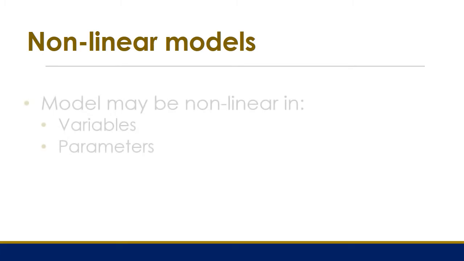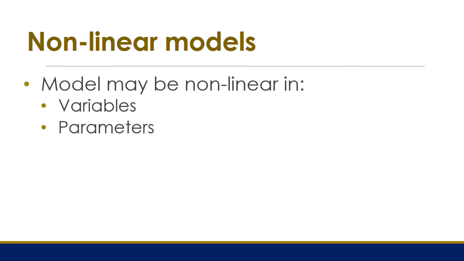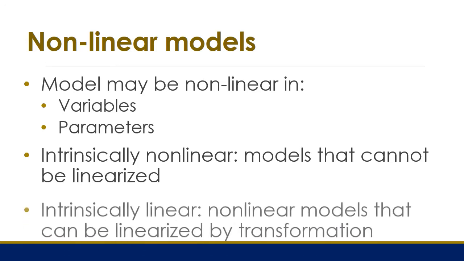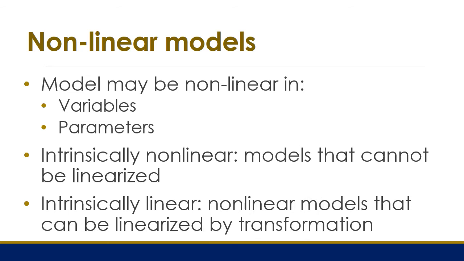Models can be nonlinear in parameters or variables and are classified as intrinsically linear or intrinsically nonlinear. Intrinsically nonlinear models are models that cannot be transformed to linear form through any transformation, while intrinsically linear models are those that can be transformed to linear form through some transformation.